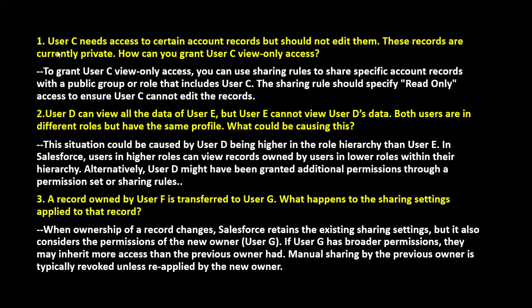First question: User C needs access to certain account records but should not edit them. These records are currently private. How can you grant user C view-only access? To grant user C view-only access, you can use sharing rules to share the specific account records with public groups or roles that include user C. The sharing rules should specify read-only access to ensure user C cannot edit the records.